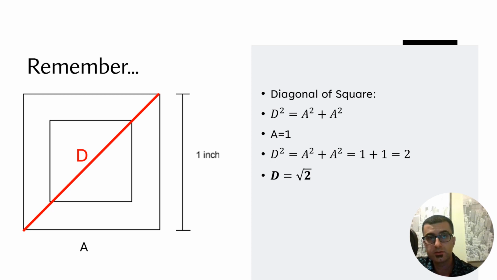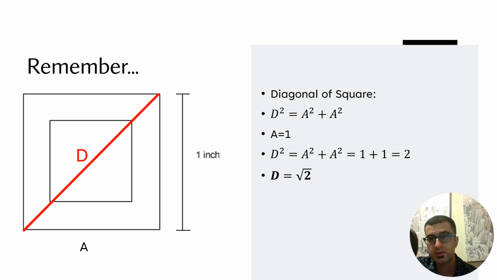So one thing to remember is the diagonal of a square or rectangle. A square is a special rectangle with equal sides. So just imagine a square. If the diagonal is called d, d squared is one side squared plus another side squared.